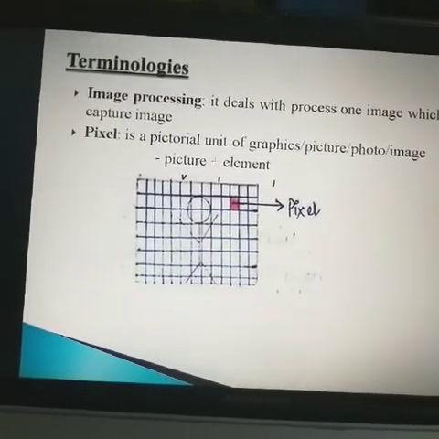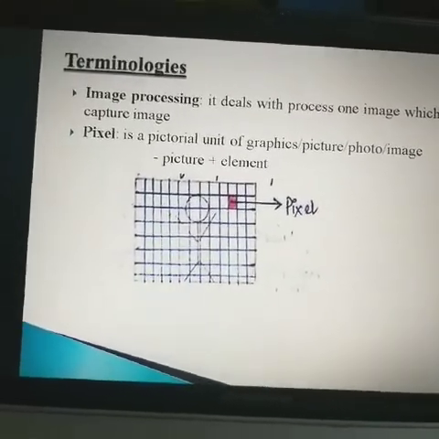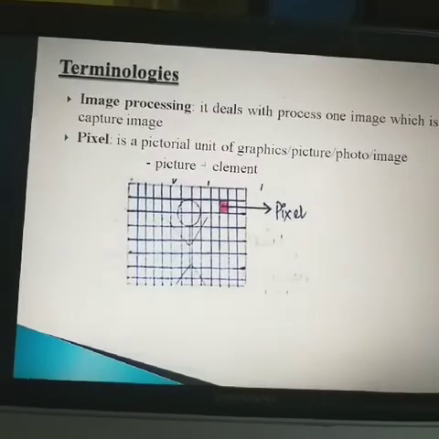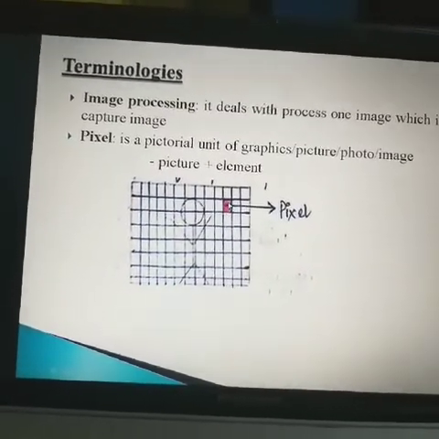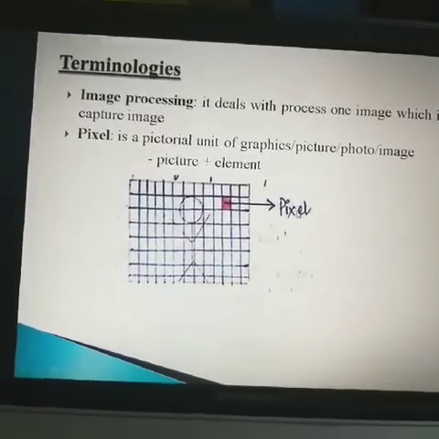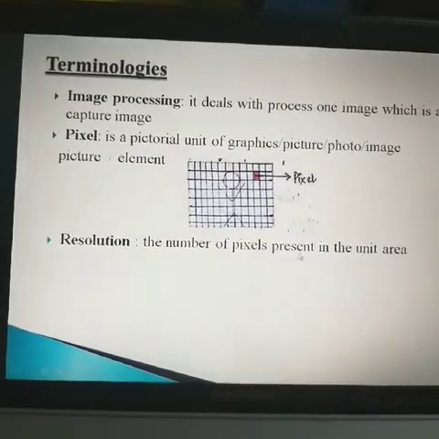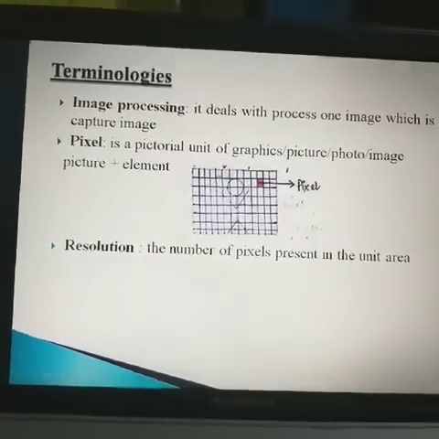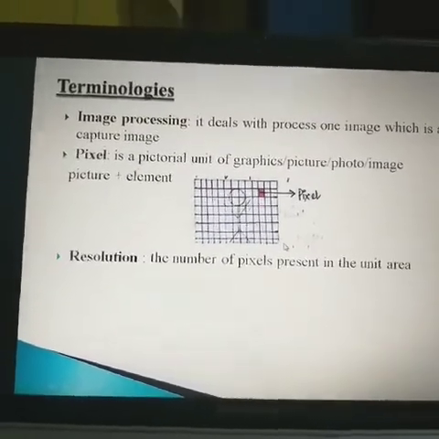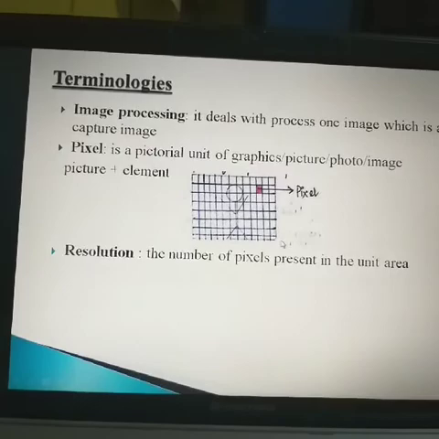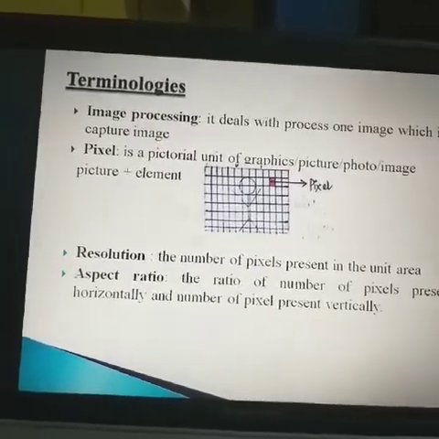A matrix is of any form, n into m, the number of columns into the number of rows. So these are divided into the number of rows and columns, and the value of each element is known as the pixel. Next is the resolution, the number of pixels present in a unit area. If this is an 8 into 8 image, then 8 into 8 is 64, and 64 is the total number of pixels present in that area.